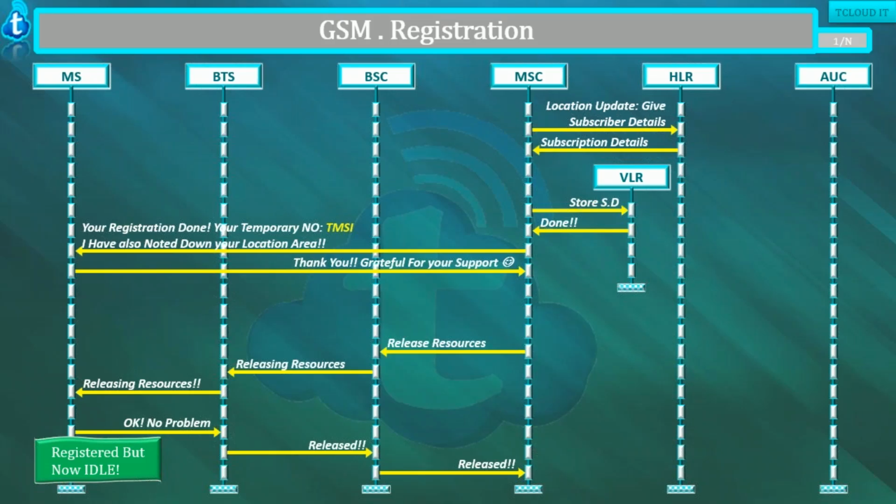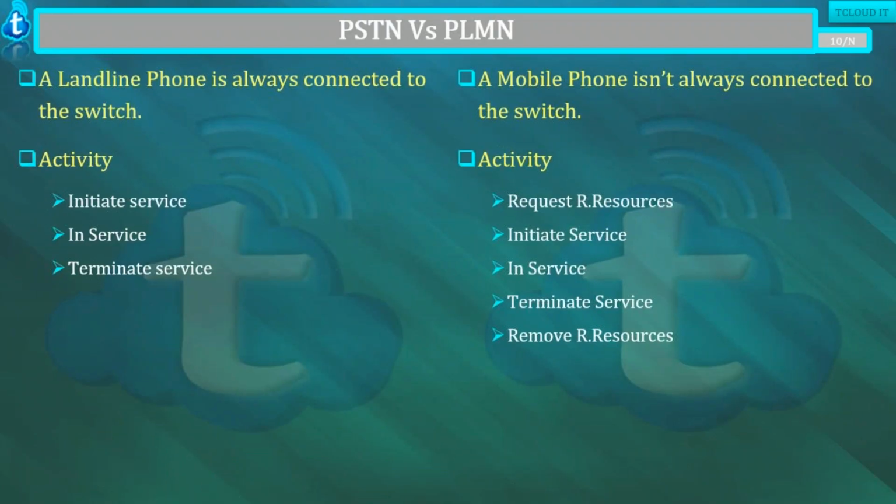Now, here we have learned one very, very important thing. When you do a comparison between your landline network and telephone network, PSTN and PLMN. In PSTN, what happens? A landline phone is always connected to a switch, always 24 by 7. It is connected to a switch. So, what happens? What is the activity?